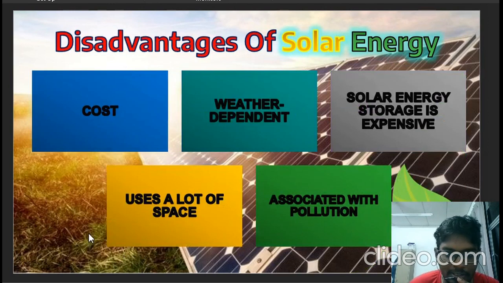Let's look at the disadvantages of solar energy. First is the cost, because it's very expensive. Next is that it is weather dependent, because solar only works under the hot sun. Third, solar energy storage is expensive. Fourth, it uses a lot of space, and the final one is that it is associated with pollution.